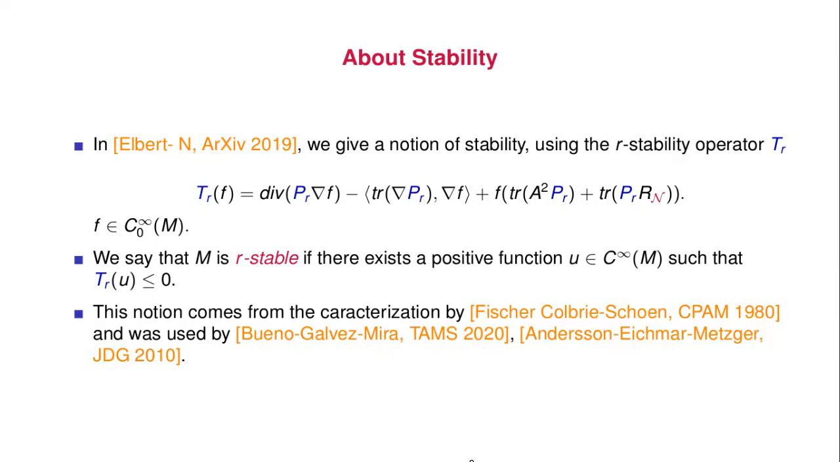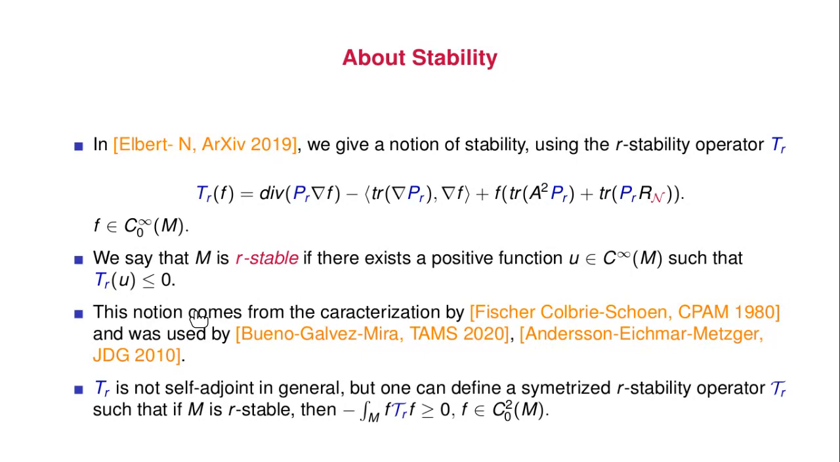And T_r has some problem because it's not self-adjoint. But in fact, what one can do is to define a symmetrized r-stability operator starting from T_r. I will not write it explicitly, but what you have is that if M is r-stable, as we defined here, then you have a sign for this integral, and that's a nice fact.